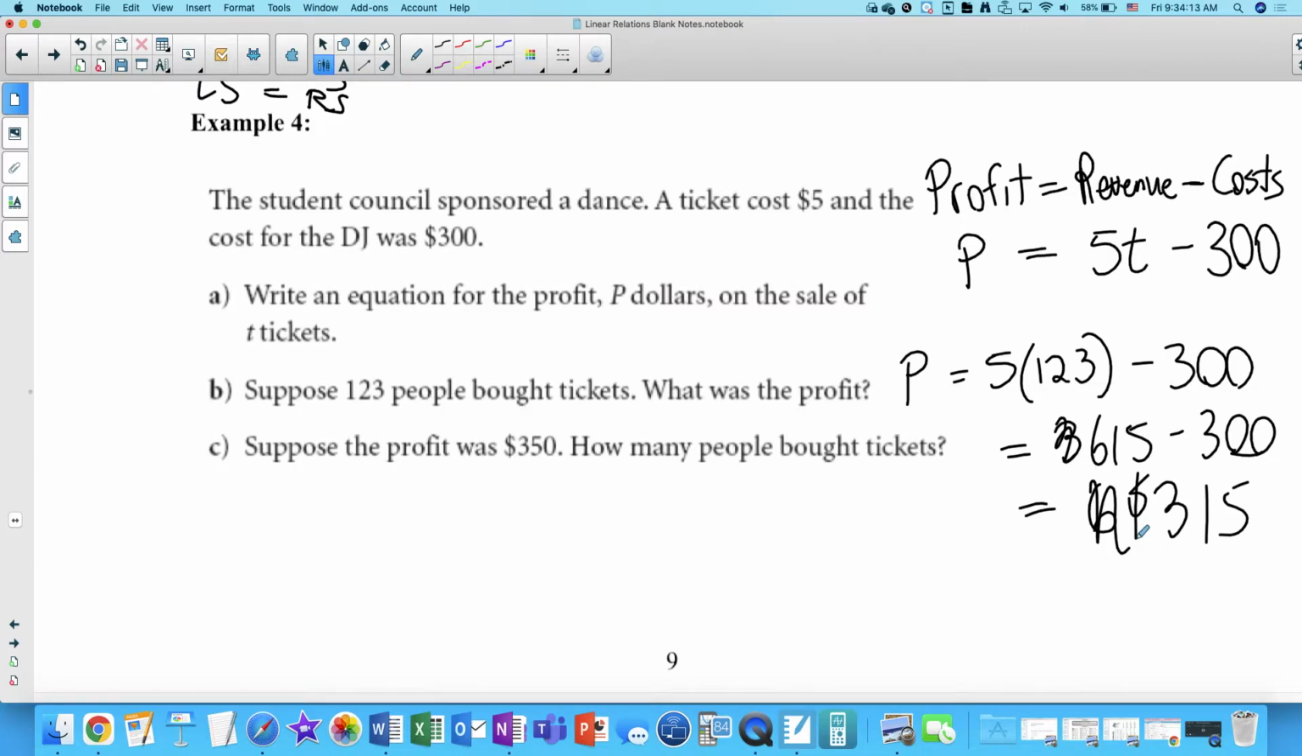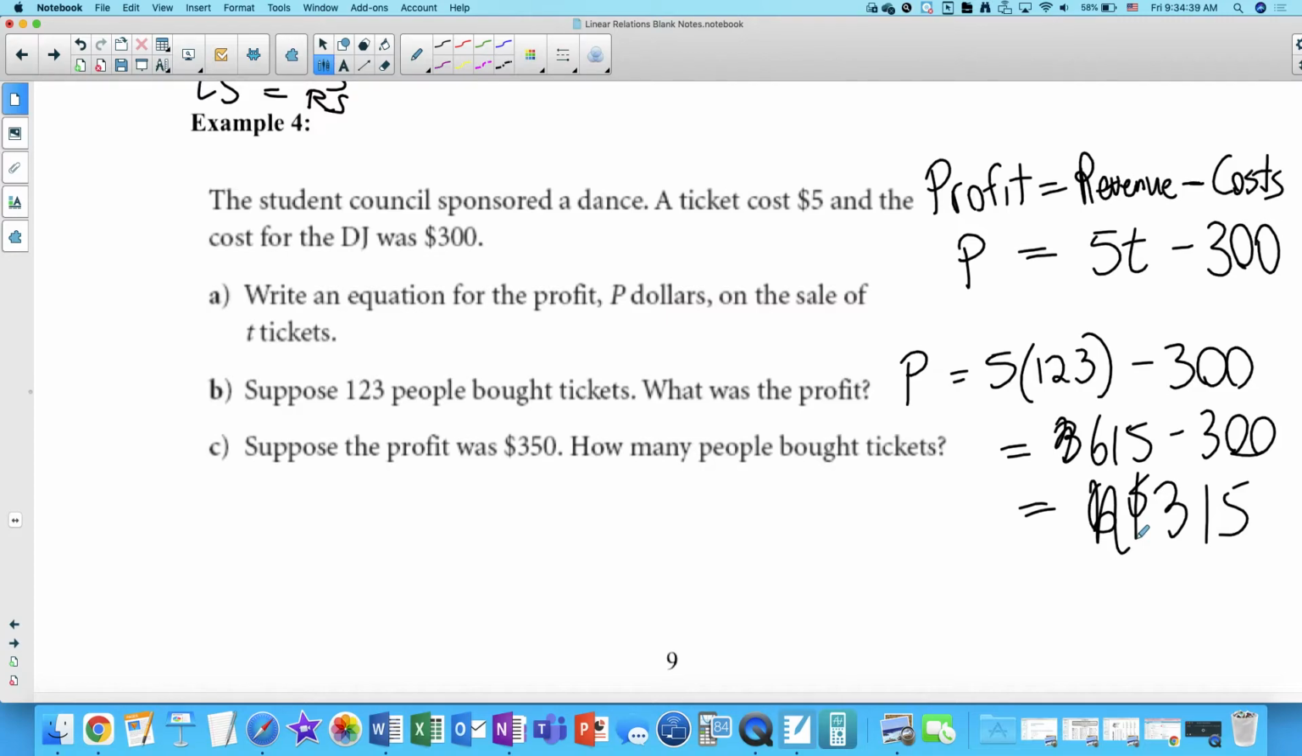Suppose the profit was $350. How many people attended? How would you figure this one out? You add the 350 on both sides. So here's the deal. When we're working with these types of relations, this is a really common theme, and it's not just for linear relations, it's for all types of relations. We will give you one of the two variables and ask you to figure out the other one.